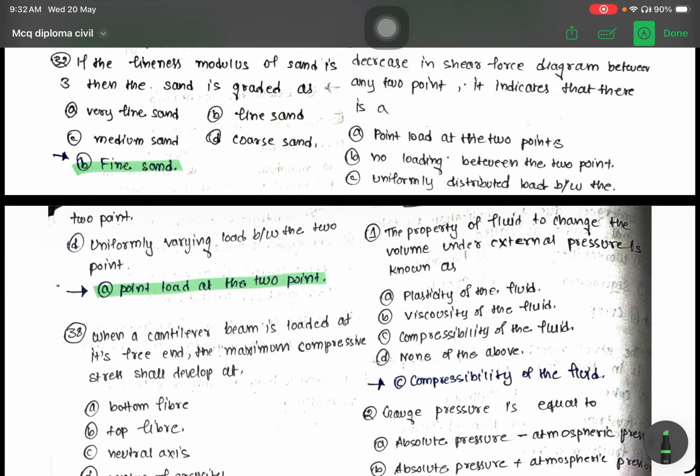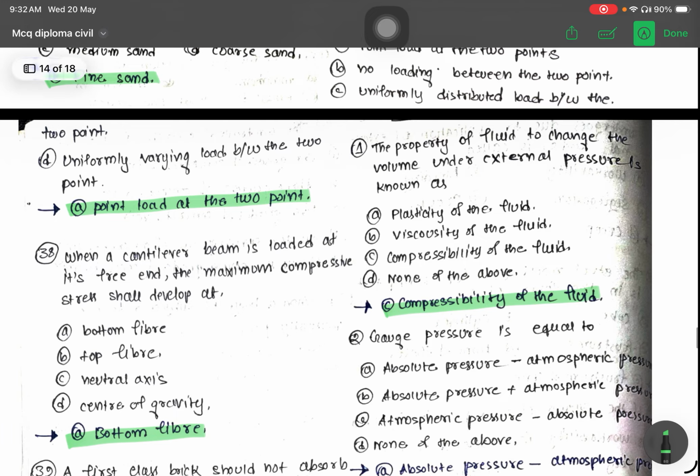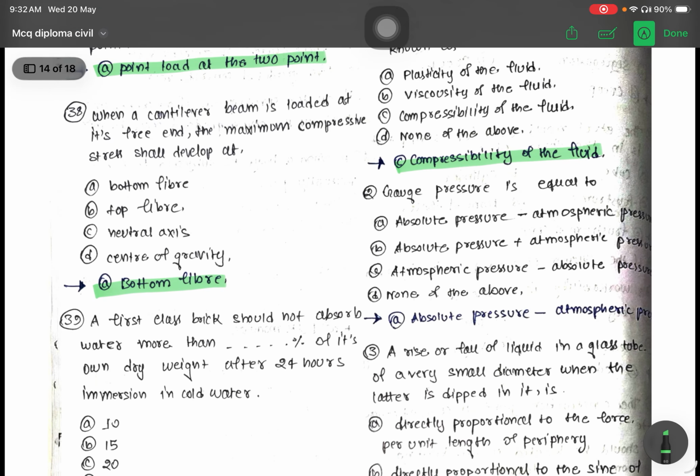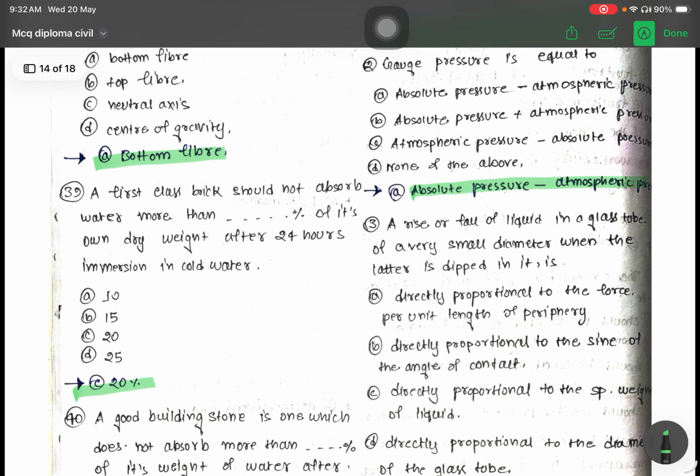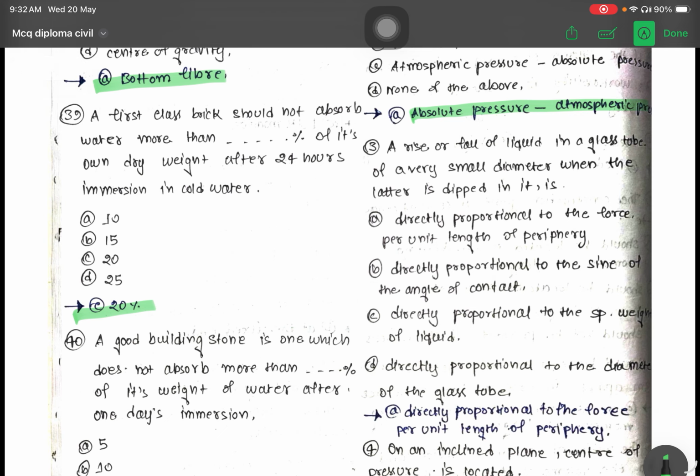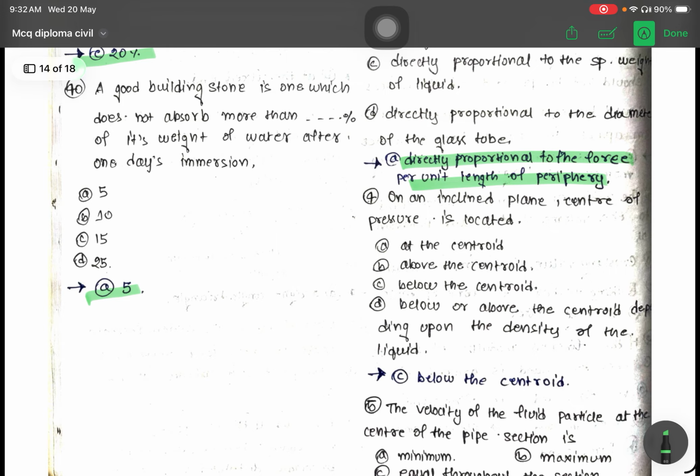The property of the fluid to change its volume under external pressure is known as compressibility of the fluid. Gauge pressure is absolute pressure minus atmospheric pressure. The rise or fall of liquid in a glass tube of very small diameter when the latter is dipped in it is directly proportional to the force per unit length of periphery. On an inclined plane, the center of pressure is located below the centroid.